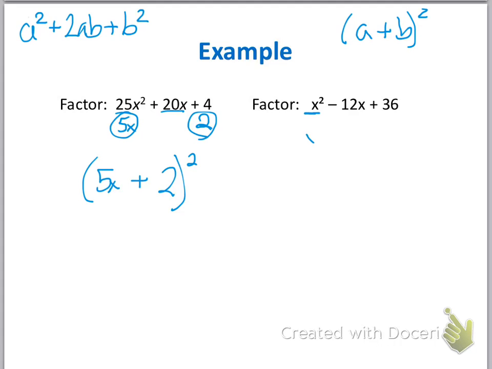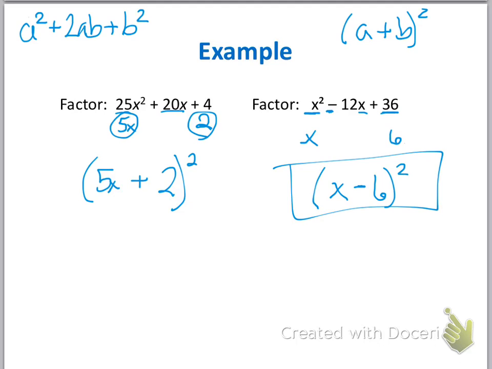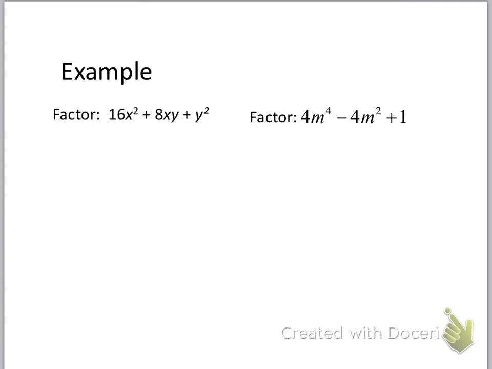All right. This is a number squared, x. This is a number squared, 6. This times 2 is 12. So it is a perfect square trinomial. So x minus 6 squared. Done. That's your final answer. Pretty easy, right? Try these two on your own.